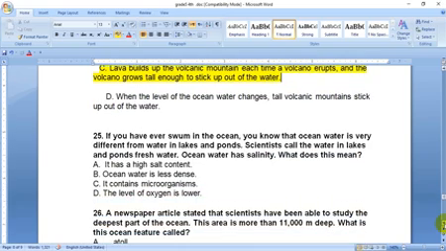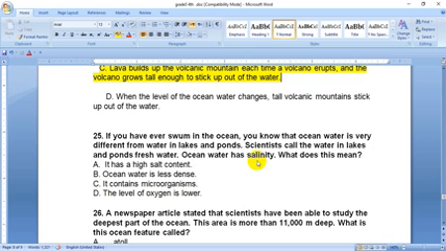Question 25. If you have ever swum in the ocean, you know that ocean water is very different from water in lakes and ponds. How is ocean water different from lakes and ponds? Scientists call the water in lakes and ponds fresh water. Ocean water has salinity, and we said salinity means it has a high salt content, a lot of salt. Ocean water is less dense, it contains microorganisms, or the level of oxygen is lower.